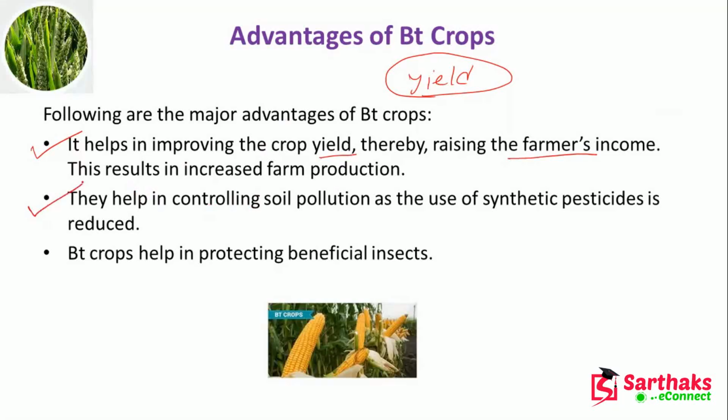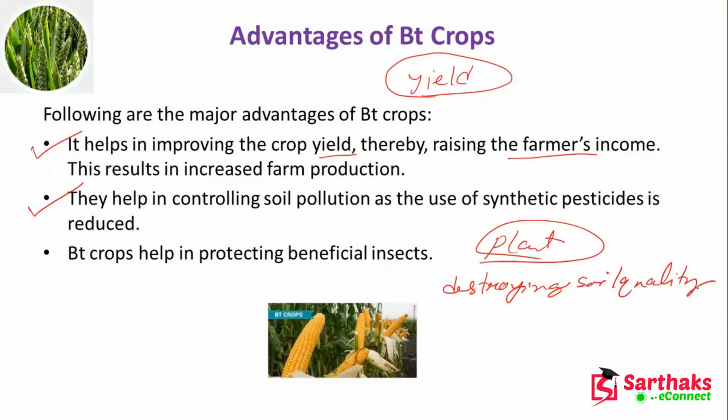They help in controlling the soil pollution as the use of synthetic pesticides is reduced. In the BT crops, we are not using any synthetic pesticide. Whenever we use synthetic pesticide, for the time being we are protecting the plant, but we are destroying the soil quality. So we can avoid that by using the BT crops.